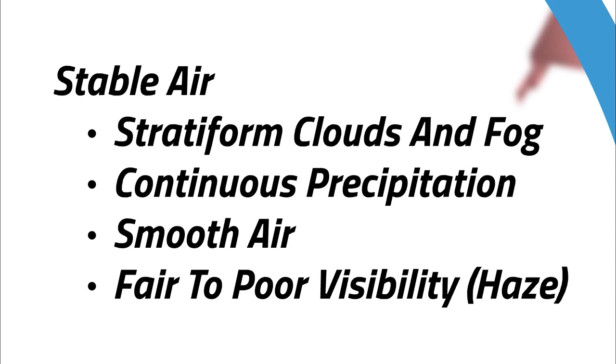But when this occurs, you get stratiform clouds and fog. You get precipitation, and it's more of a continuous type and lighter precipitation than what you get from the unstable air. You get smoother air, so it's better flying in stable air, but you get fair to poor visibility and a lot of haze. The reason you get stratiform clouds and this haze and layers of bad visibility is because the air is not moving up or down, so it sits in layers.